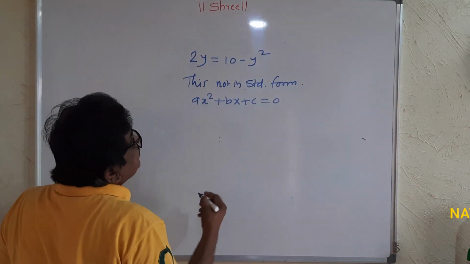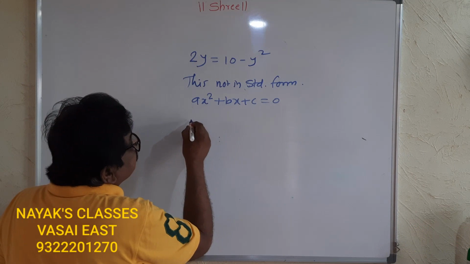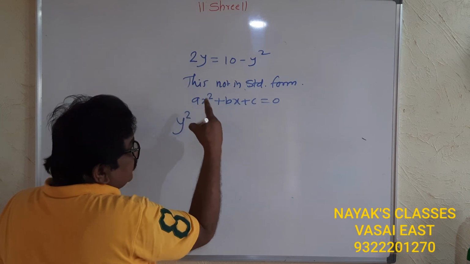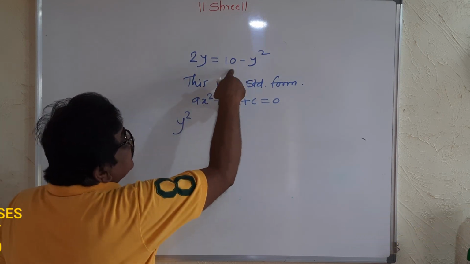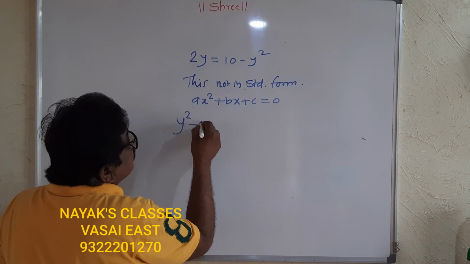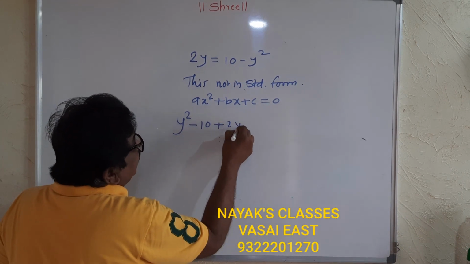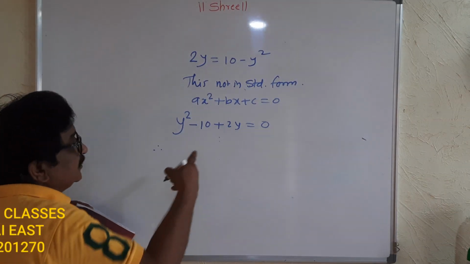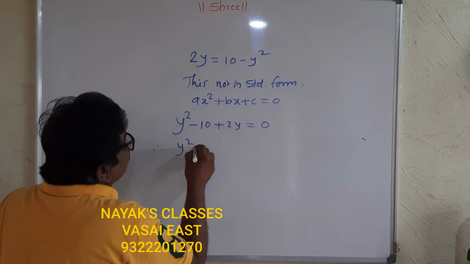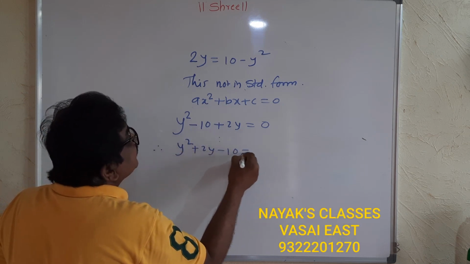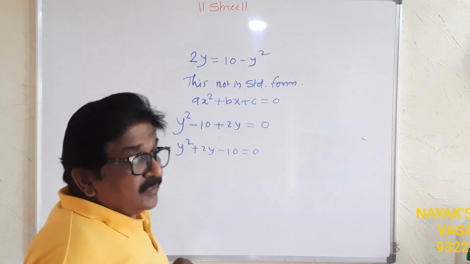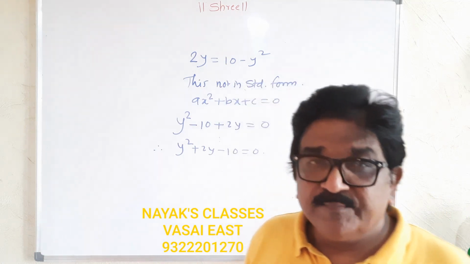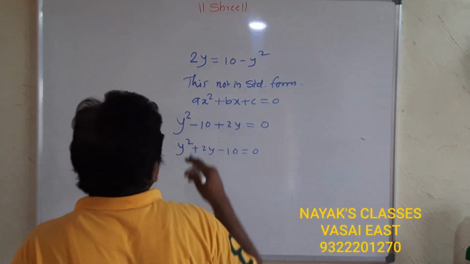So take out all these things here, or send this one. So y square, minus becomes plus, minus 10 plus 2y is equal to 0, and the final step is this way: y square plus 2y minus 10 is equal to 0. In this step, it has come in the standard form, and you can now compare with ax square.